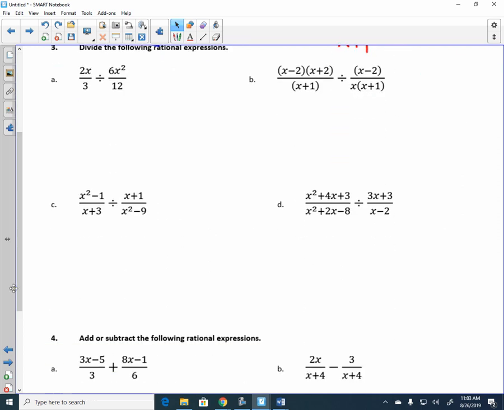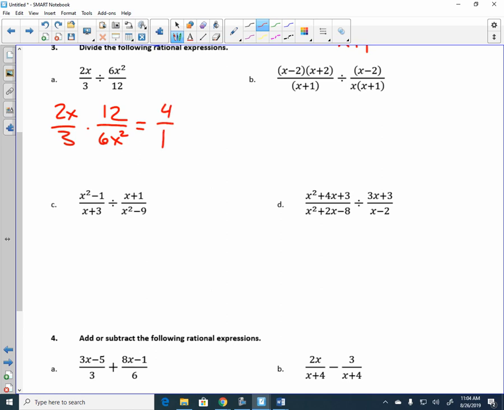How's it different if I divide? Multiply by the reciprocal. 2x over 3 times 12 over 6x squared. You can see that the 12 over 3 makes 4 over 1, and the 2x over 6x squared makes 1 over 3x, so 4 over 3x.